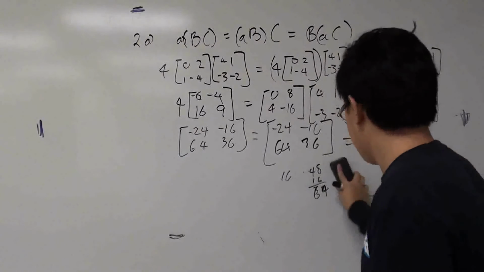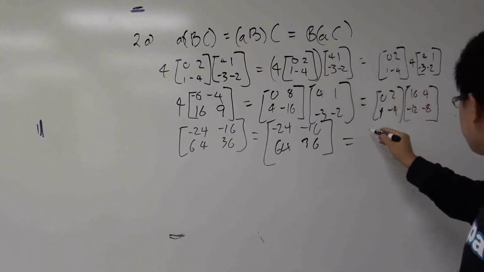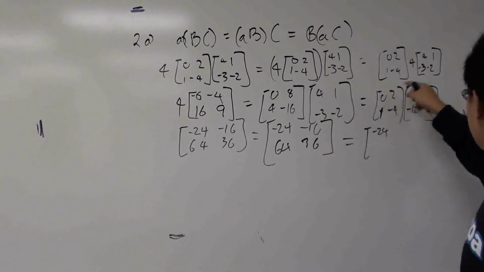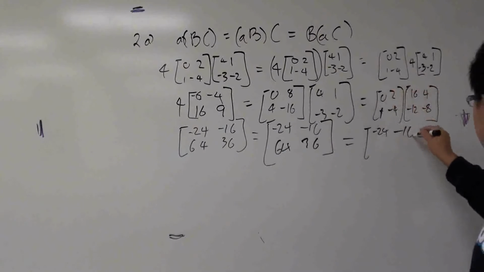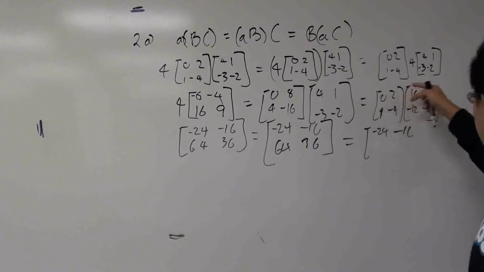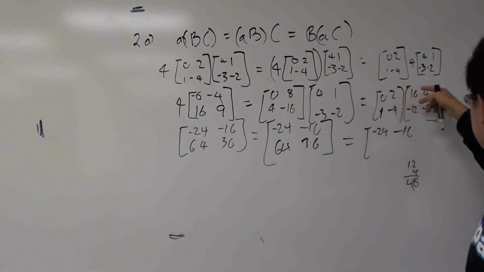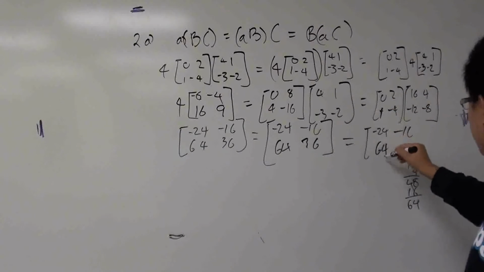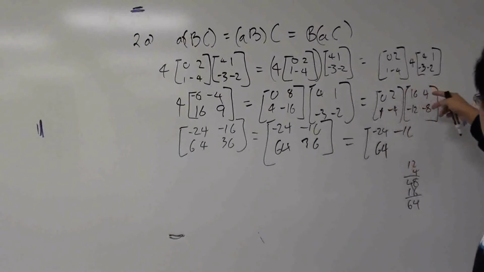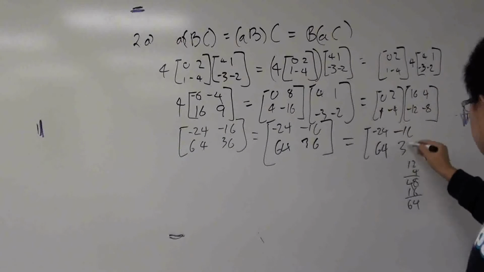And it's going to be the same thing, 0, that's going to be -24, that is going to be 0, and -16, 16, and 12 times 4, I should know how to do that. Okay, so 12, 16 is 50, 64. 64, and 36.